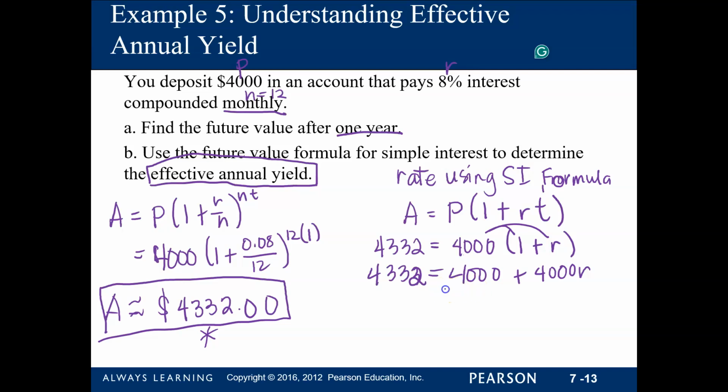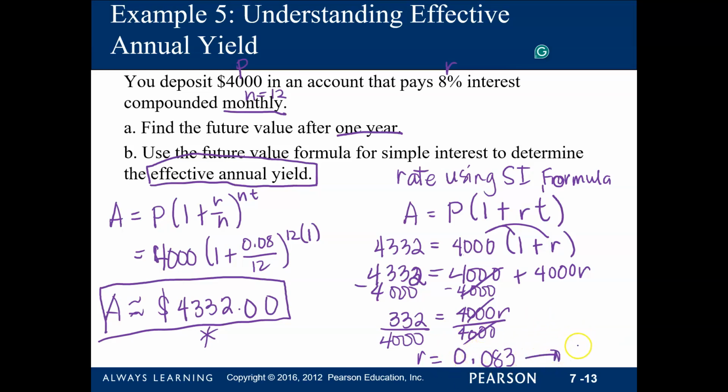Solving for R, we subtract 4,000 on both sides. Minus 4,000, okay? So, we now have 332 is equal to 4,000 R. How do we solve for R? We divide by the number attached to it. So that's 4,000. Divide 332 by 4,000. And you will get an R that is going to be equal to what? So using your calculator, you'll get an R which is 0.083. Now remember, this is a decimal value. So changing it to percent, it will be 8.3%. So this is the effective annual yield.